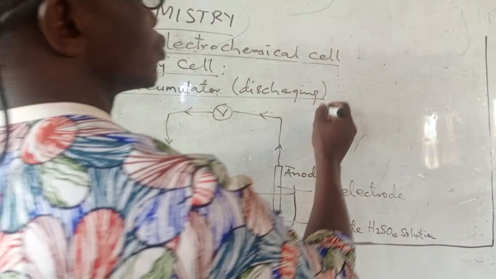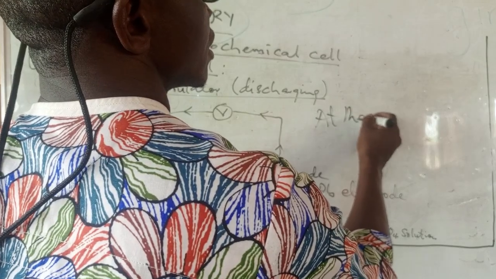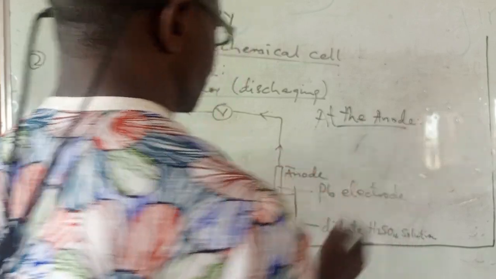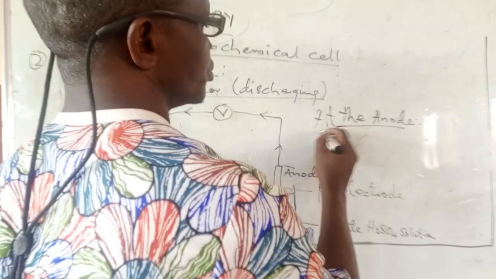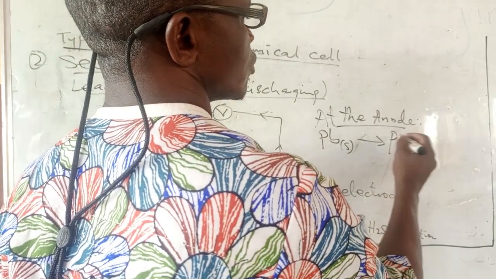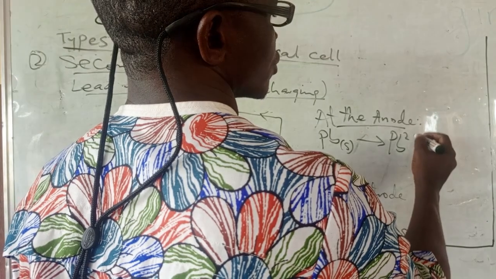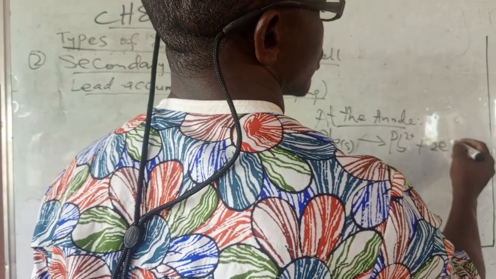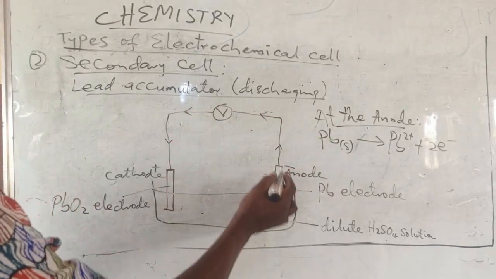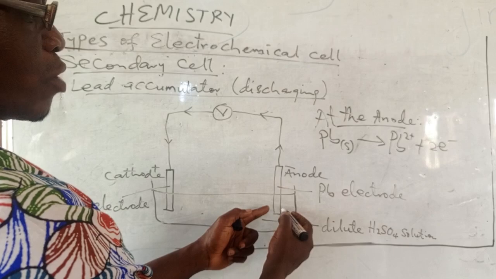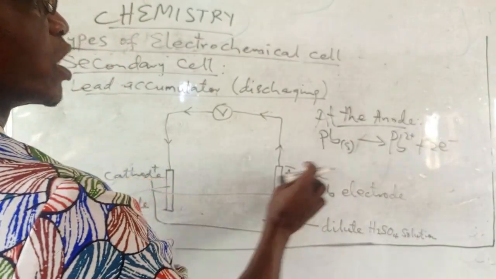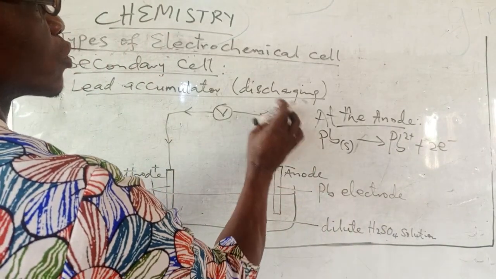Now, what happens at the anode is that lead, Pb, which is solid, will ionize to form Pb2+. The two electrons are moving. This is an electron, this is an electron. So atoms on the surface here will donate 2 electrons. Each atom of lead will give out 2 electrons, and then those electrons will flow down.